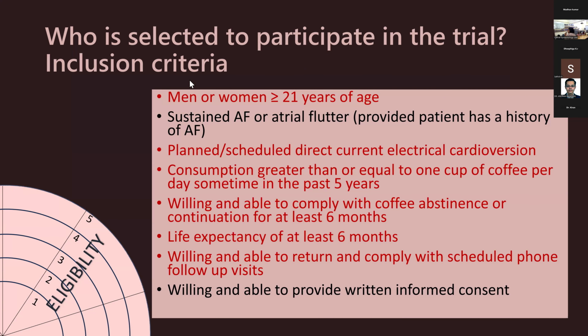Looking at our study, the inclusion criteria included men or women more than or equal to 21 years of age with sustained atrial fibrillation or atrial flutter, planned or scheduled direct current electrical cardioversion, consumption of greater than or equal to 1 cup of coffee per day sometime in the past 5 years, and willing and able to comply with coffee abstinence or continuation for at least 6 months, and life expectancy of at least 6 months, and willing and able to return and comply with scheduled follow-up visits, and willing and able to provide written informed consent.